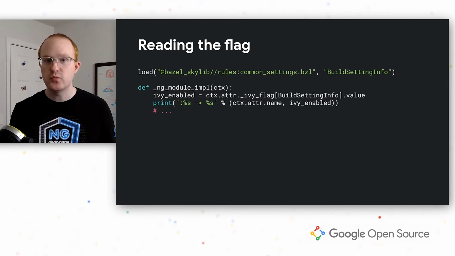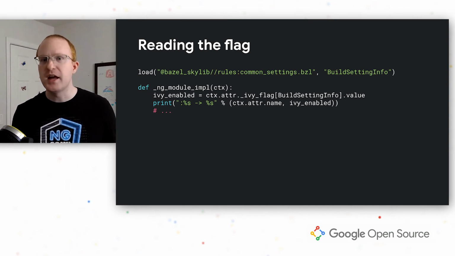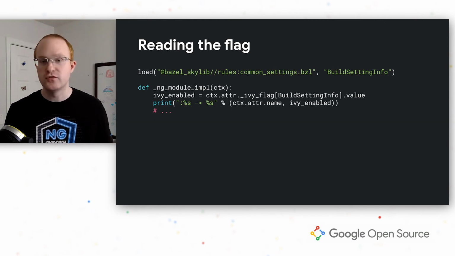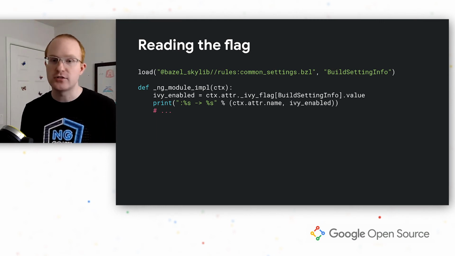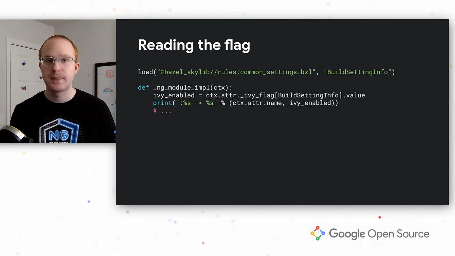Finally, it's time to actually read this flag's value. In our rule's implementation, we can use the context object to find the Ivy flag attribute that we just declared and read its value as a simple Boolean. For now, I'm just going to print it out with the target's name, but you can certainly imagine passing this flag to your compiler as an argument, or even choosing between two completely different actions. Maybe you want to have one action specifically for Ivy code and another action that invokes a separate compiler for non-Ivy code. And that's entirely possible with this design.